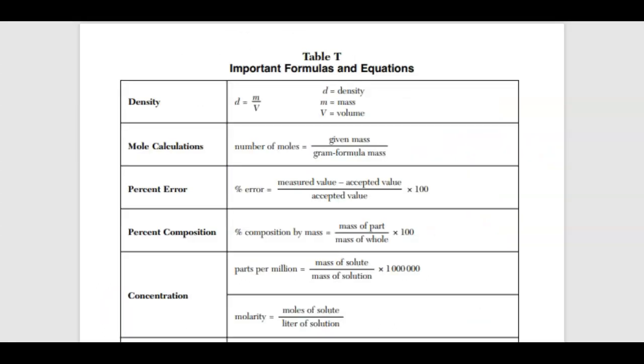Okay, here it is, reference table T, and sure enough, the second calculation down: number of moles is equal to mass over gram formula mass. Let's go back and use it in the problem.